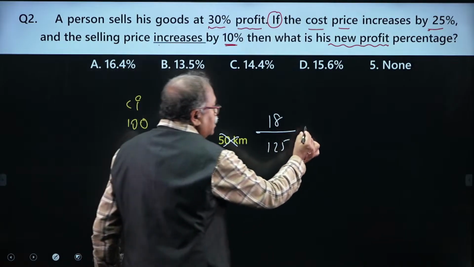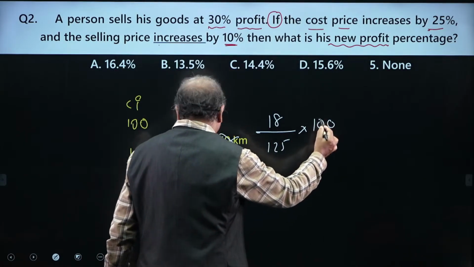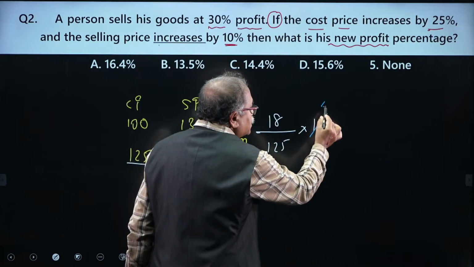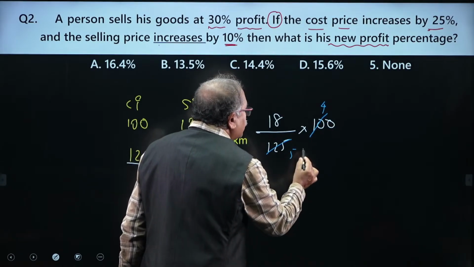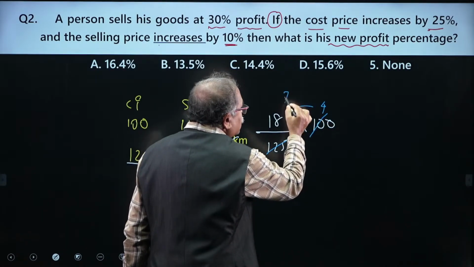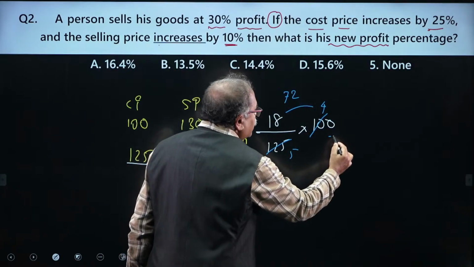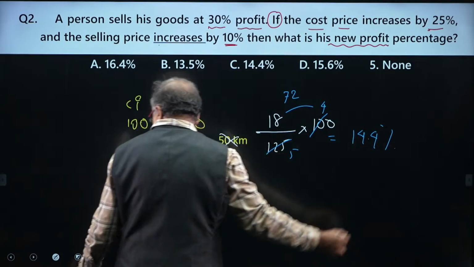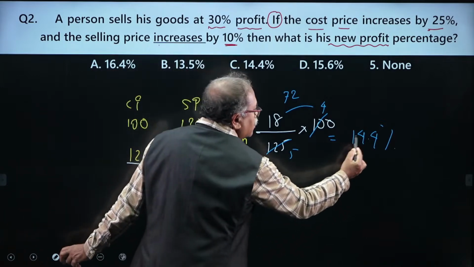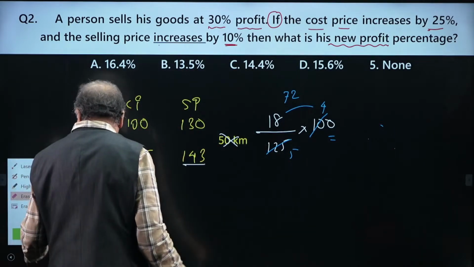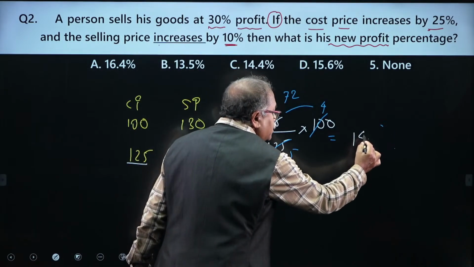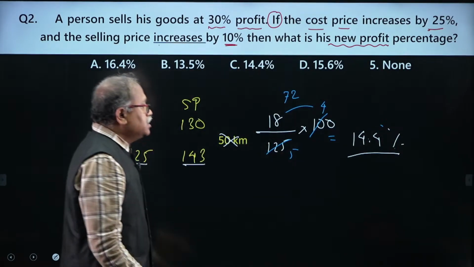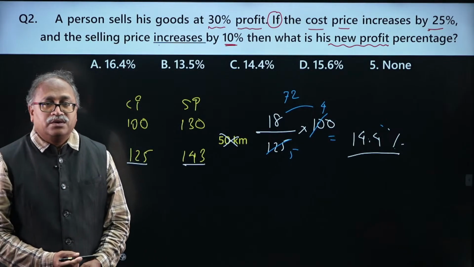Fine. So, let us cancel this one, as I am calculating the percentage. Cancel this with 25, that is 4 times, and 125 with 25 is 5 times. 18 times 4 comes to 72, divided by 5, that comes to 14.4 percent. So, the final figure I get is 14.4 percent. That is the answer.